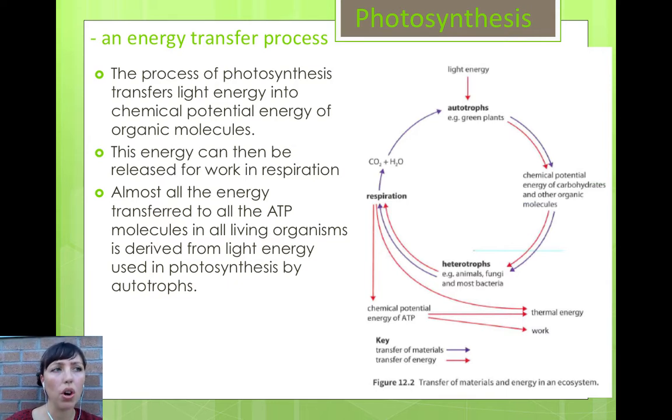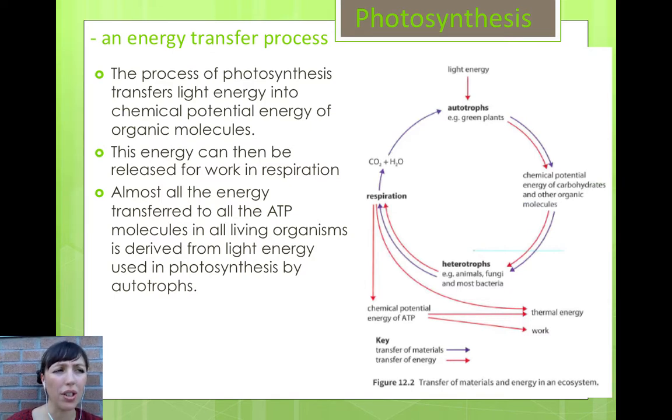And almost all the energy transferred to all the ATP molecules in all living organisms is derived from light energy used in photosynthesis by autotrophs. Such photoautotrophs include green plants and the photosynthetic prokaryotes, in both single-celled and multi-celled protoctists. So those would be like green, red, and brown algae.